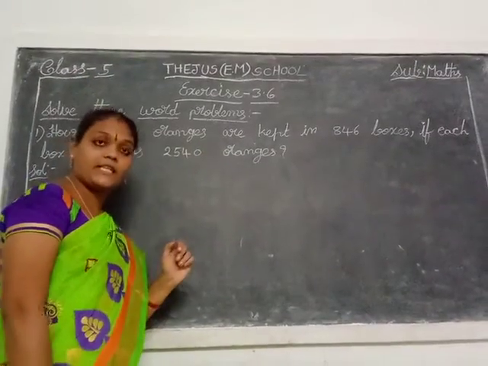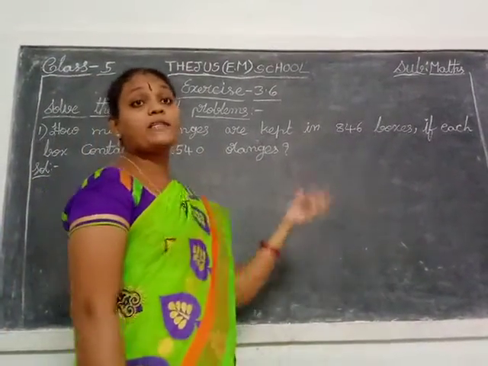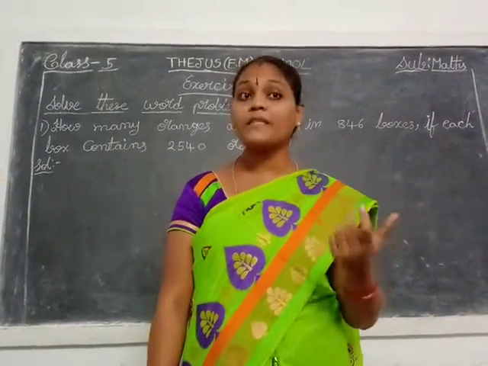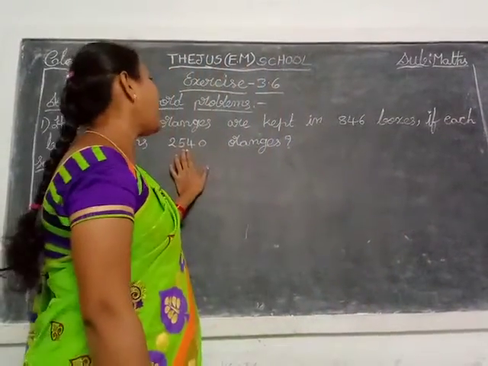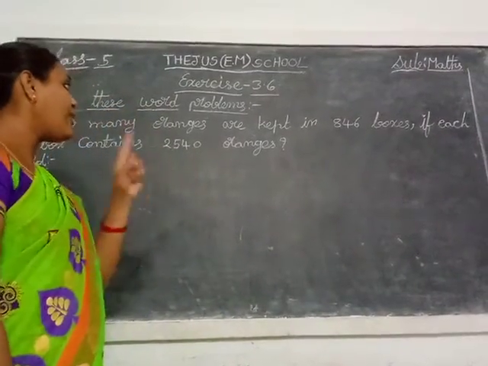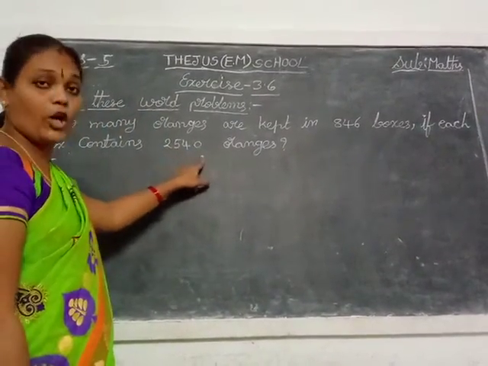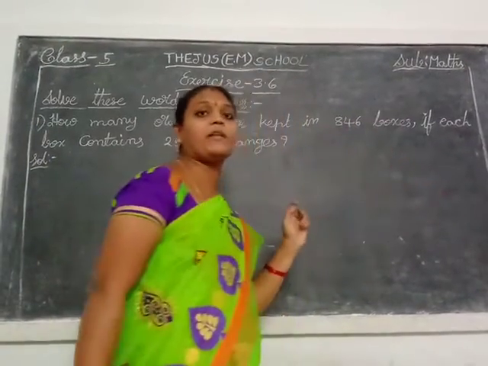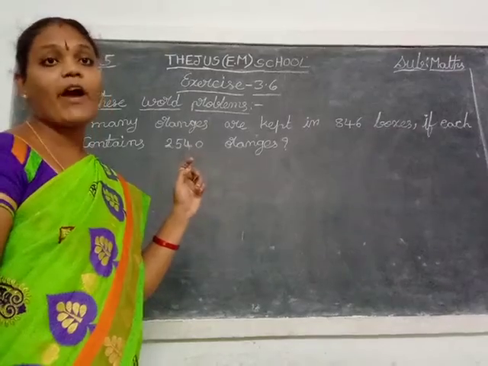2540 oranges. So here, each box contains 2540 oranges. Capacity is there. Each box capacity is 2540 oranges. Okay? One box has 2540 oranges. 846 boxes, how many oranges are kept in those boxes? Now we'll find out that.